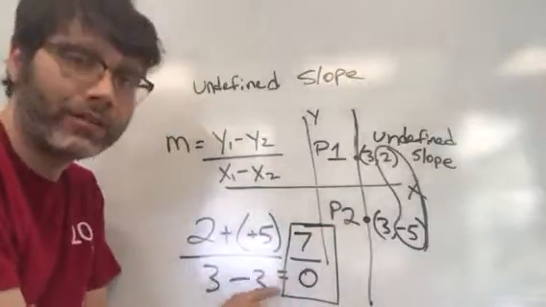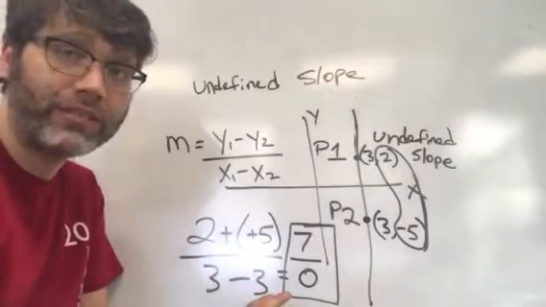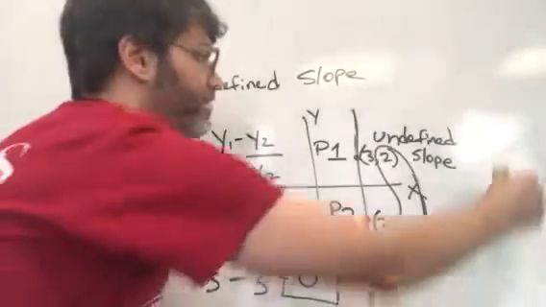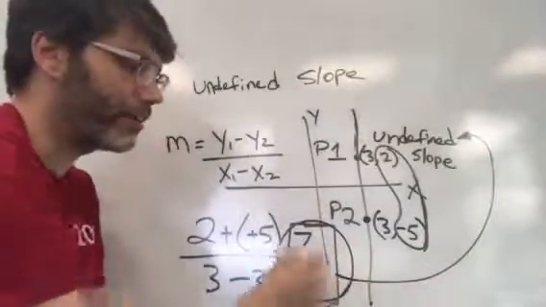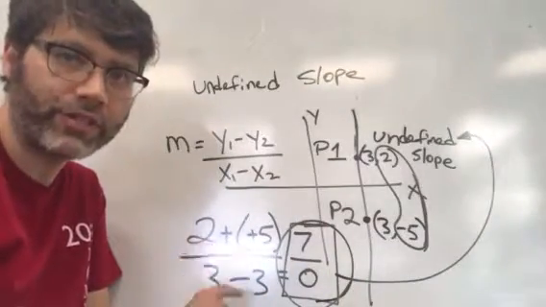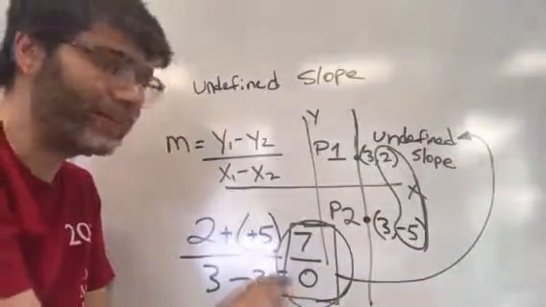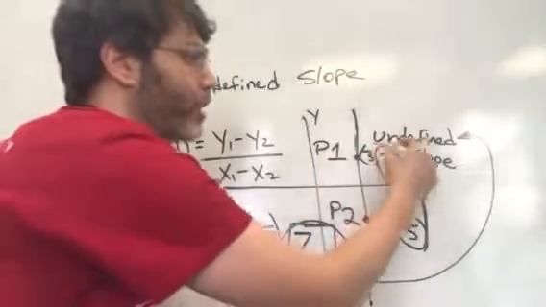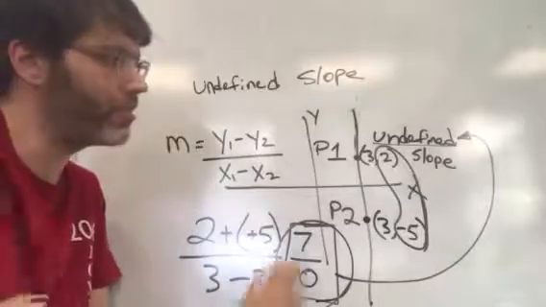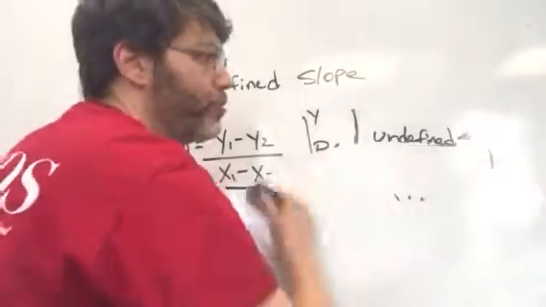You cannot divide by 0. Therefore, because you would get an error if you ever try to divide by 0, you need to call this undefined. Therefore, this is not a correct answer. To say that the slope is 7 over 0 or 7 zeroths does not make sense. You cannot say that this is your answer. If you ever get this, you have to actually write out the word undefined and say that is an undefined slope. That would be a correct answer. Okay, so that covers 0 slopes and undefined situations.